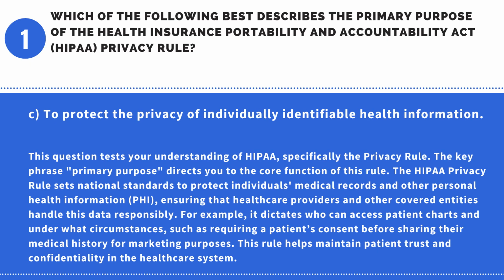Answer: C. To protect the privacy of individually identifiable health information. This question tests your understanding of HIPAA, specifically the Privacy Rule. The key phrase, primary purpose, directs you to the core function of this rule. The HIPAA Privacy Rule sets national standards to protect individuals' medical records and other personal health information, PHI, ensuring that healthcare providers and other covered entities handle this data responsibly.